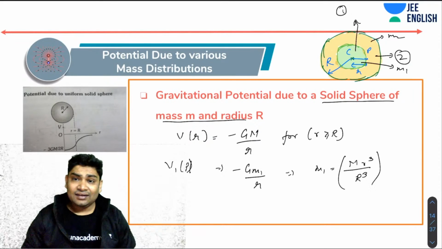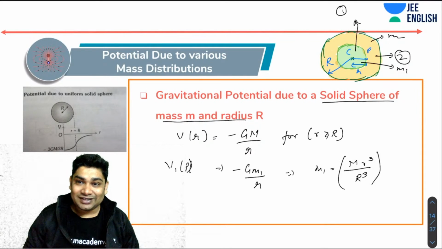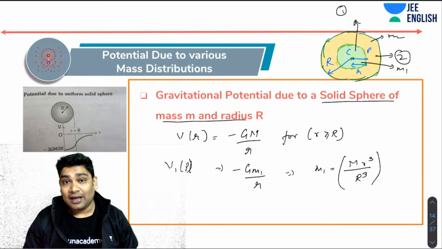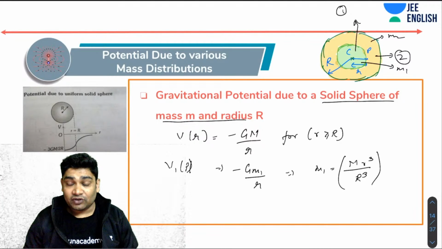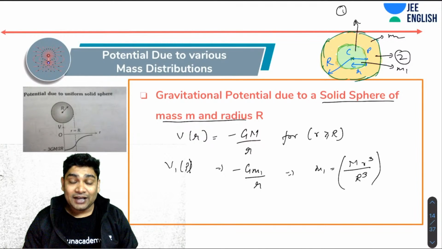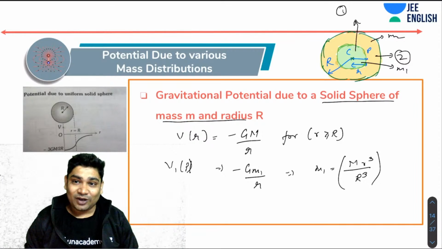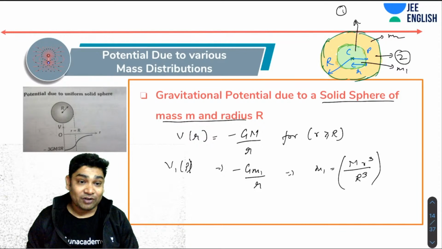How do I get that? It's just density into volume. Density would be total mass over 4 by 3 pi capital R cube, into the volume of the smaller sphere, which is 4 by 3 pi small r cube. So 4 by 3 pi gets cancelled, and this is the value of m1 that I would have gotten.